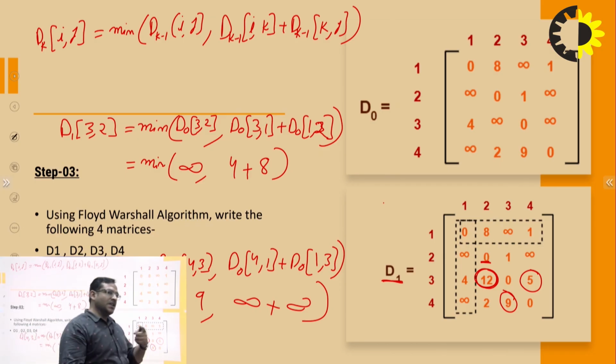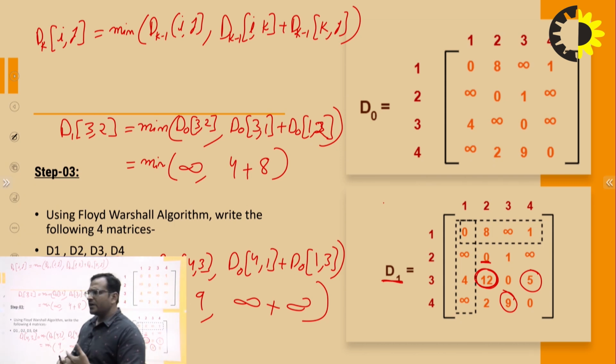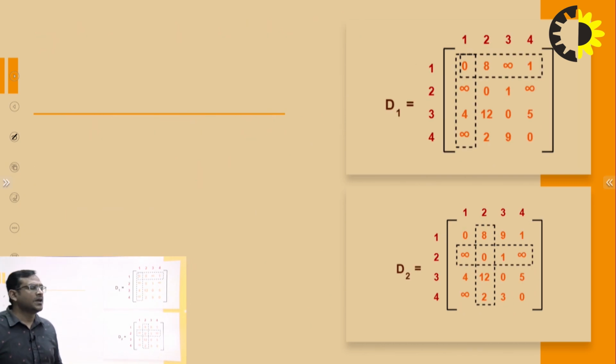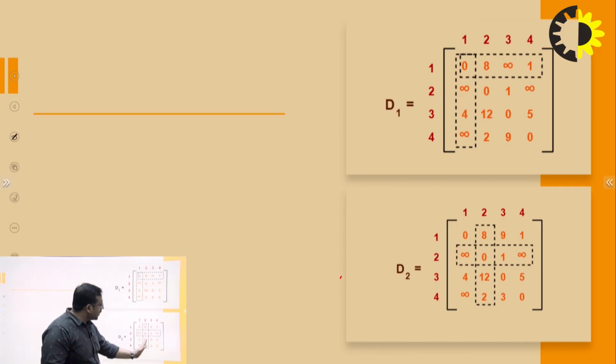So this is basically step 2, which you repeat until you get the final matrix. Next one. This is my updated matrix D1, which I get when using the first vertex as an intermediate. Now I am talking about D2, the second vertex. So the second row and second column I can take as they are: 0 8 infinity, then infinity 0 1 infinity, and 8 0 12 2, and all other things should be updated here.